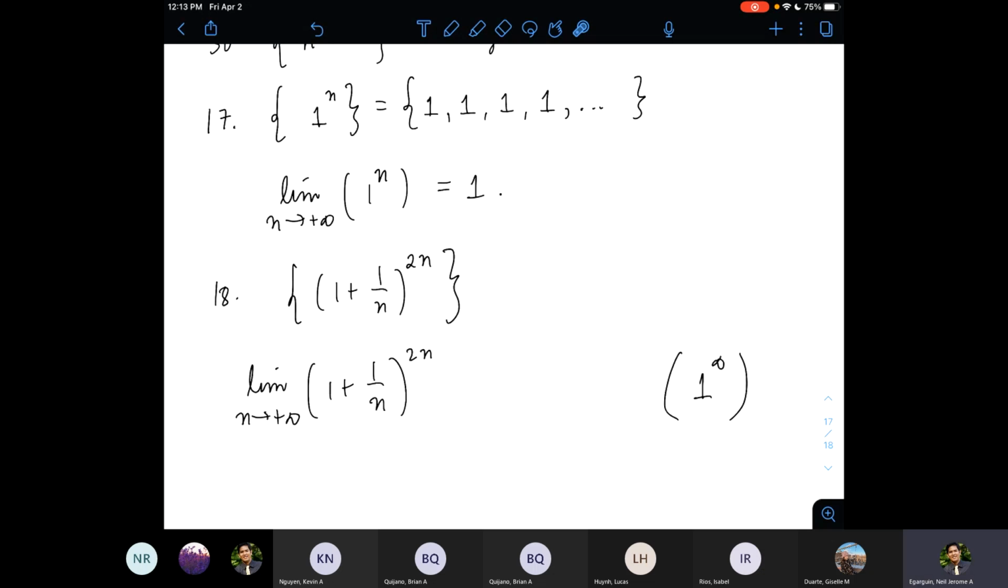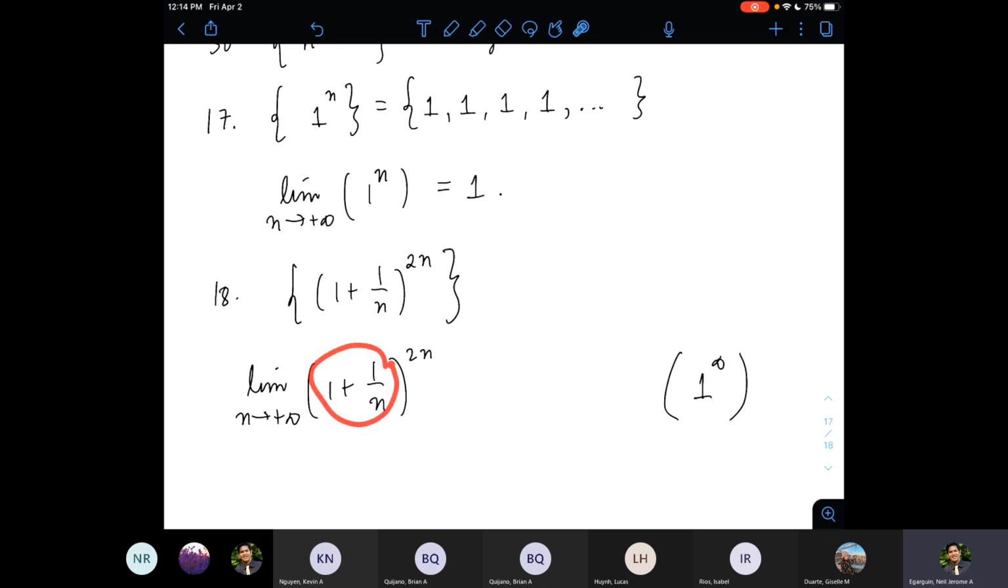Yeah, Christina, you're on the right track. Yeah, it's because of 1 over n. Because in the sequence in problem 17, 1 raised to n, the base is exactly 1, right? The base is exactly 1. But in problem 18, the base is not exactly 1, but a number very, very close to 1, right?